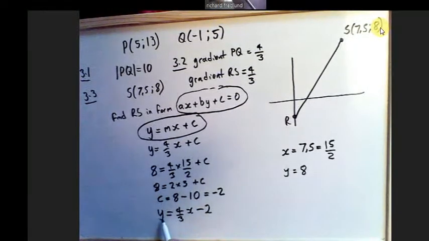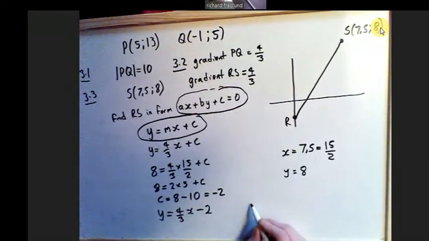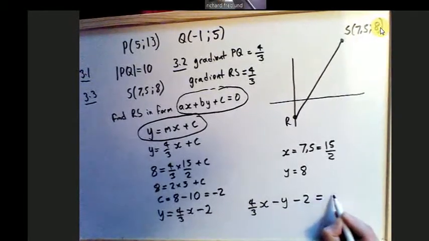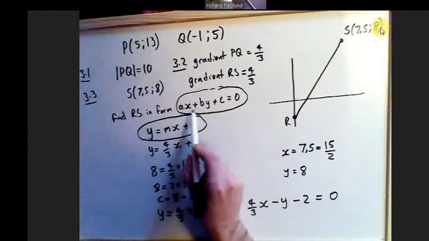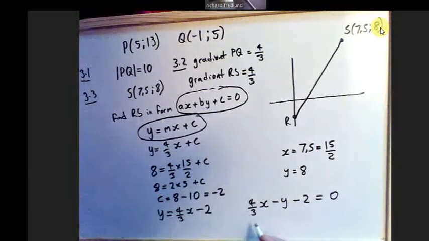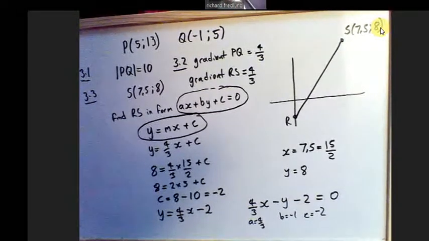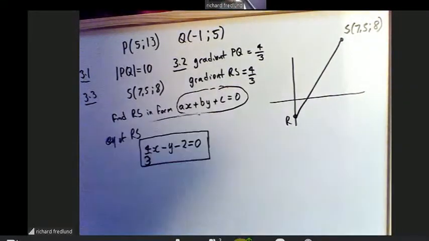So let's just subtract y from both sides, and then we have 4/3x minus y minus 2 is equal to 0. So we can see that if we wanted the values here, a would be 4/3, b would be minus 1, and c would be minus 2. So the answer to question 3.3 is 4/3x minus y minus 2.